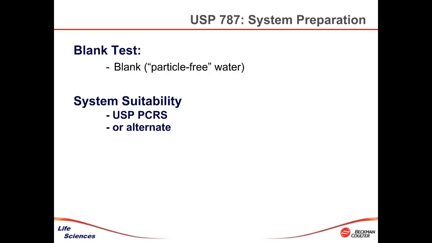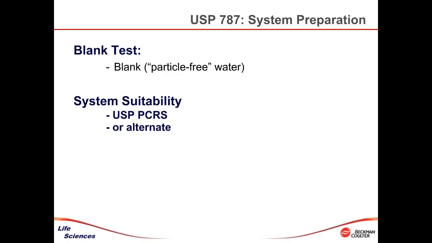In 787, system preparation is stated in the same form, although for the test of materials, they talk about system suitability. And they recommend using the USP PCRS, and that stands for Particle Count Reference Standard. So it's a material of a known quantity at a certain size, typically 15 microns and about 3,800 counts per milliliter.